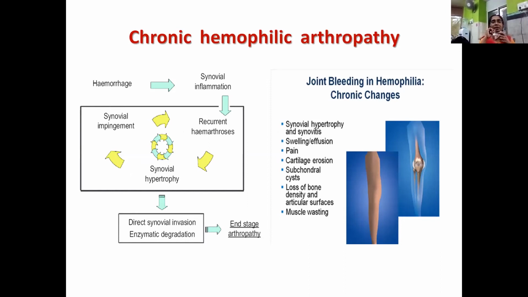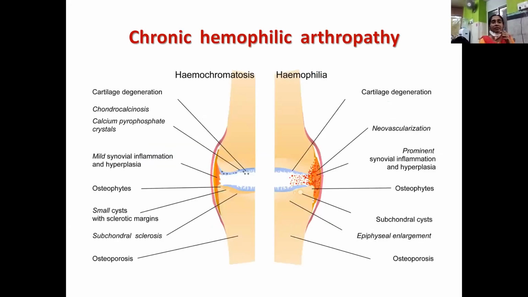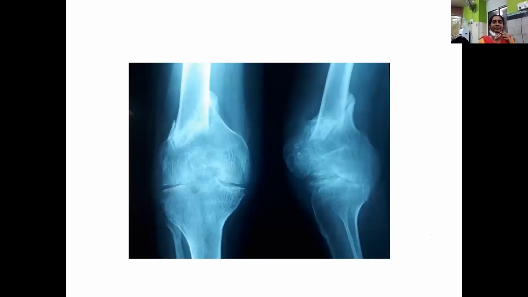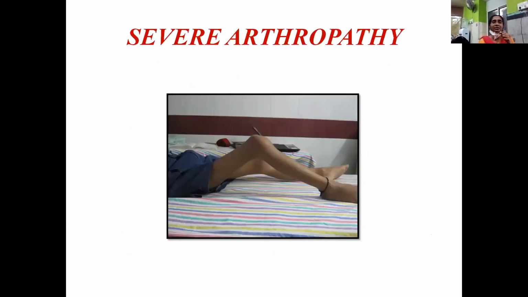Here, you will get changes in the articular cartilage and the subchondral bone. You can see that there is some amount of blood in the joint cavity. There is cartilage degeneration and neovascularization. There are subchondral osteophytes and some subchondral cysts. Then there is epiphyseal enlargement and significant osteoporosis. Finally, this will lead to total loss of joint space, bony ankylosis and flexion deformities. In this X-ray, you can see that the joint space is totally obliterated. So that is chronic hemophilic arthropathy.